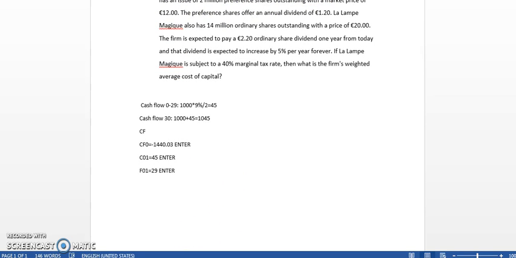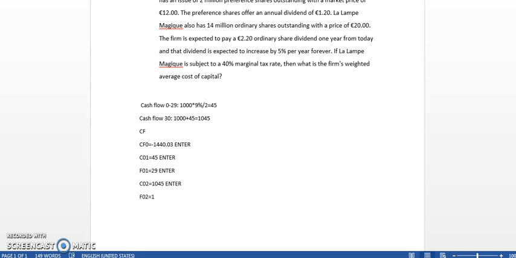Next you press the down arrow and it shows C02. C02 is 1045. Here we enter the cash flow from the 30th period, the last period, and enter, of course. And F02 is just 1. You don't have to change it, it's the default.